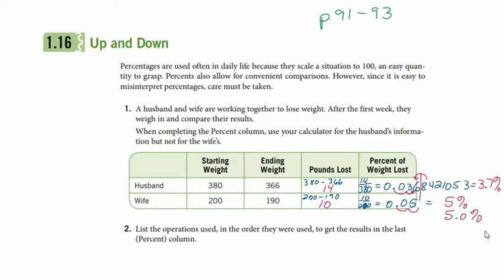So looking at it, you might say, well, the husband did better. He lost more weight. He lost 14 pounds. The wife only lost 10. But the husband lost less percent than the wife. Right? The husband probably has more weight to lose. So she, I would say, would win the week if they were having a competition. You'd want to do it by percent to see who the winner would be.